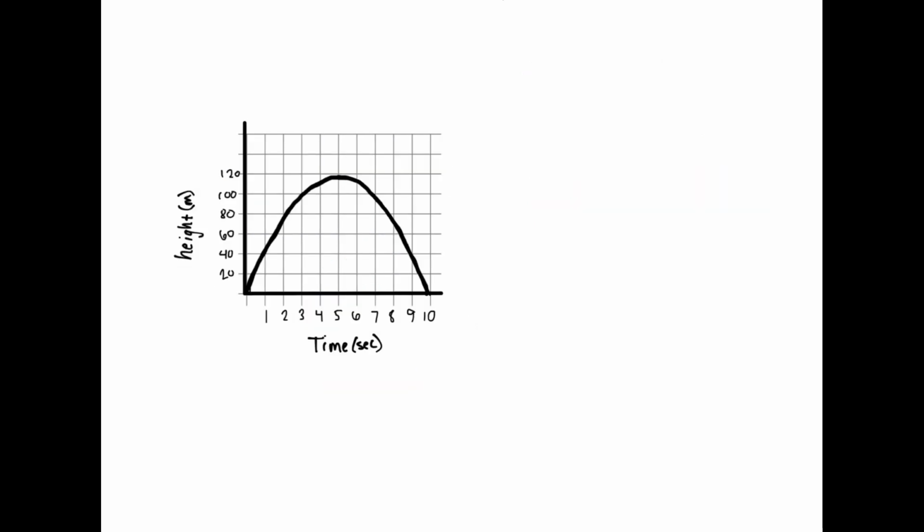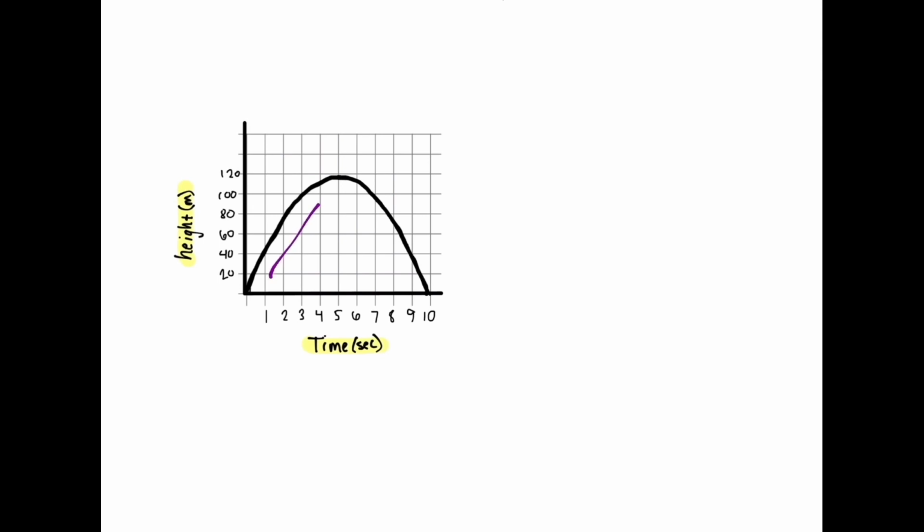Now, let's look at another type of graph. This is a graph of a parabola. Unlike the last graph, a parabola does not have a constant rate of change, meaning the slope or the steepness of the line changes throughout the graph. In this graph, the y-axis is measuring the height of an object in meters, and the x-axis measures the time in seconds.